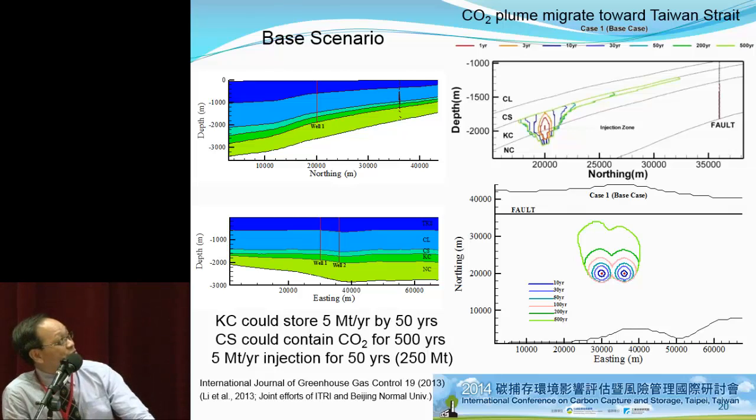The simulation also shows that once it is injected, the CO2 plume will migrate westward beneath the Taiwan Strait, so far away from our onshore area, that would mitigate the risk.